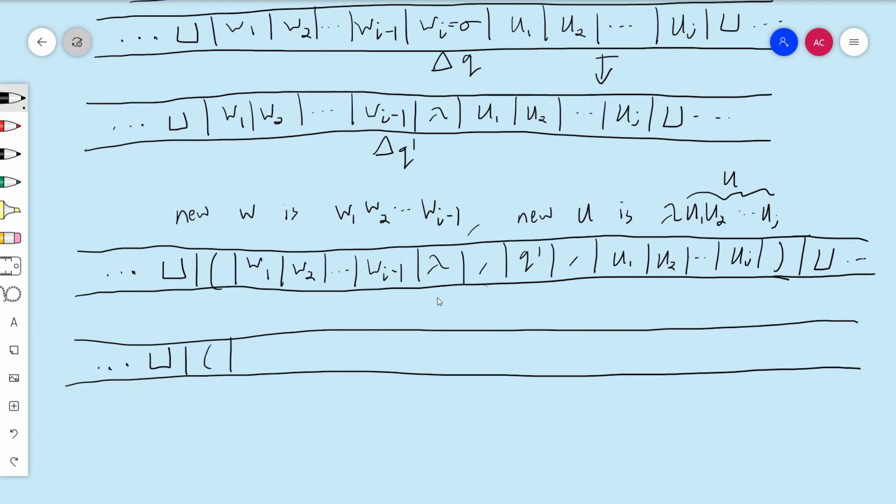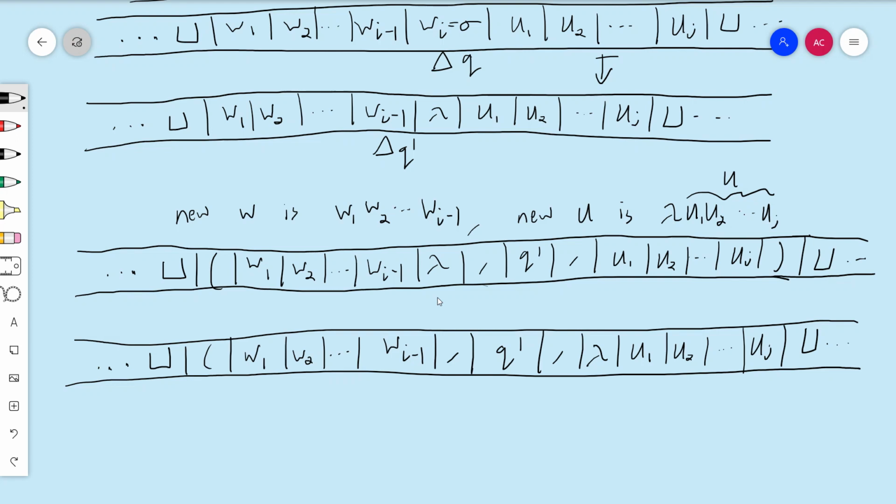But what I want is W1 through Wi minus 1, and then a comma, and then Q prime, and then another comma, and then lambda, and then U1, U2, Uj, and then blanks. So this is what I want. And so how do I get there?